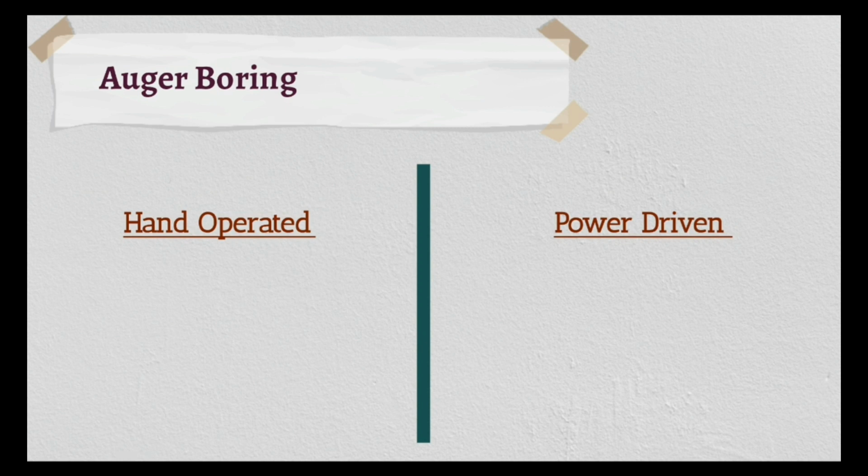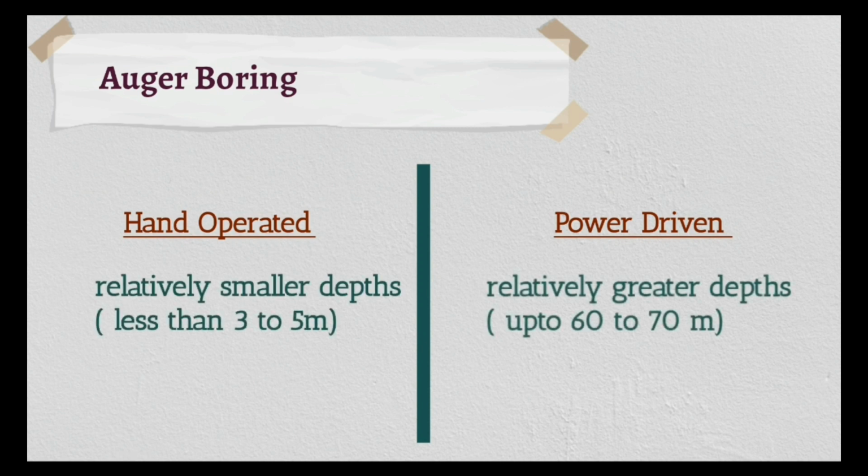In the auger boring method, there are two types. One is hand operated, that can be used only for smaller depth, that is less than 3 to 5 meters. The other is the power driven method, which can be used for greater depth, that is up to 60 to 70 meters depth.